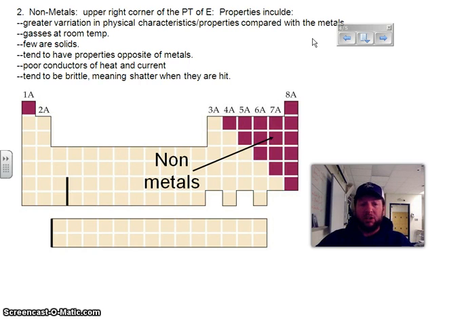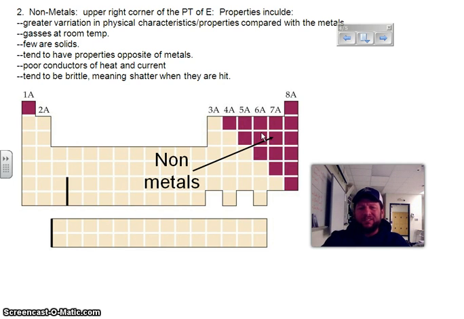The second main category are the nonmetals. As you can see, a much smaller group, as shown in our picture here. They are the upper right corner of the periodic table of elements. Their properties include a greater variation in physical characteristics or properties compared with the metals. They are gases at room temperature. Few of them are solids. They tend to have properties that are opposite of metals.